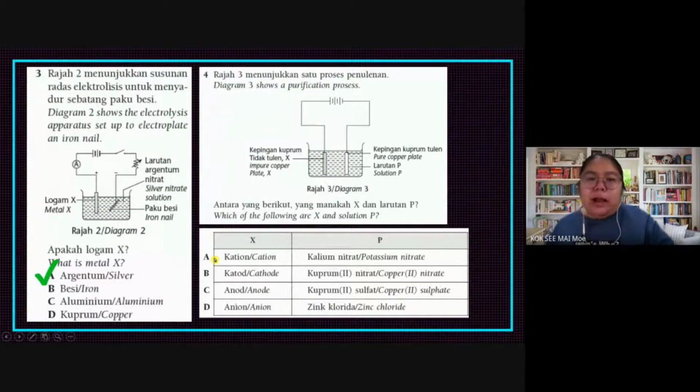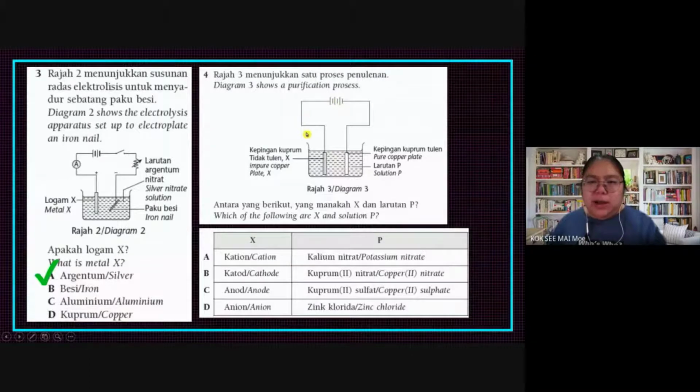Okay, number 4, they ask which of the following are X and solution P. So this one is a purification. Remember, impure is at the anode, pure at the cathode. Then the cathode is pure, the anode is impure. They ask you which one should be X, which one should be P. X, you see this one, the battery's longest line, sure is the positive one.